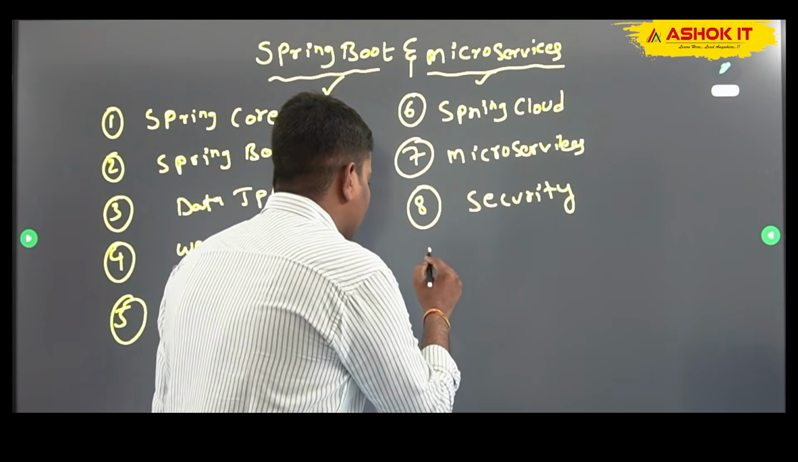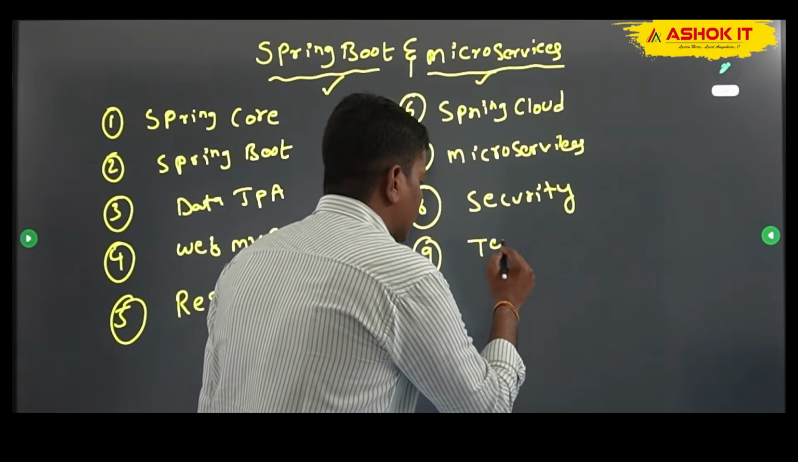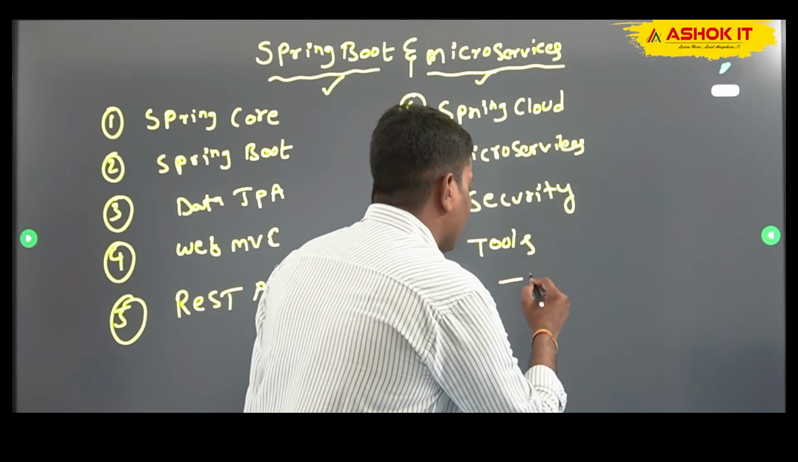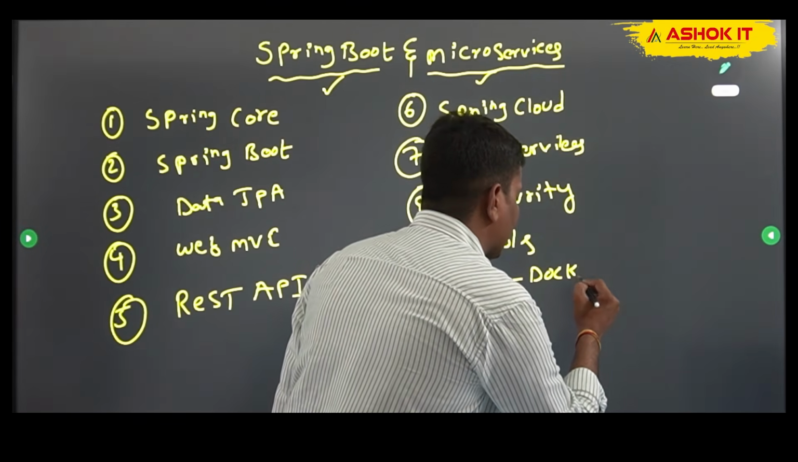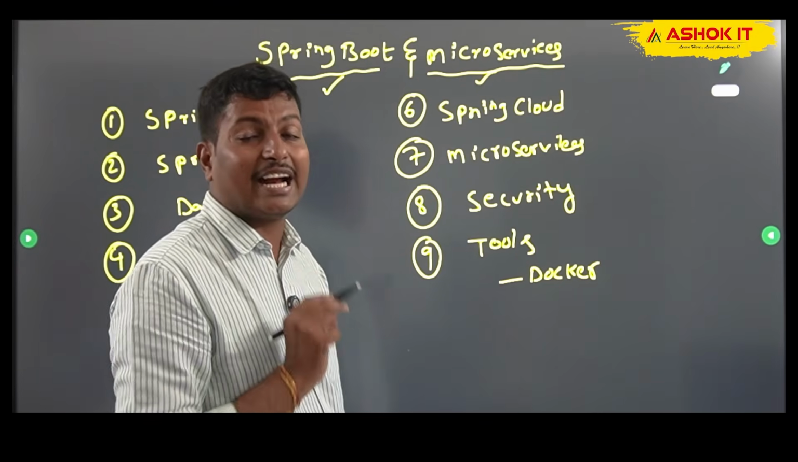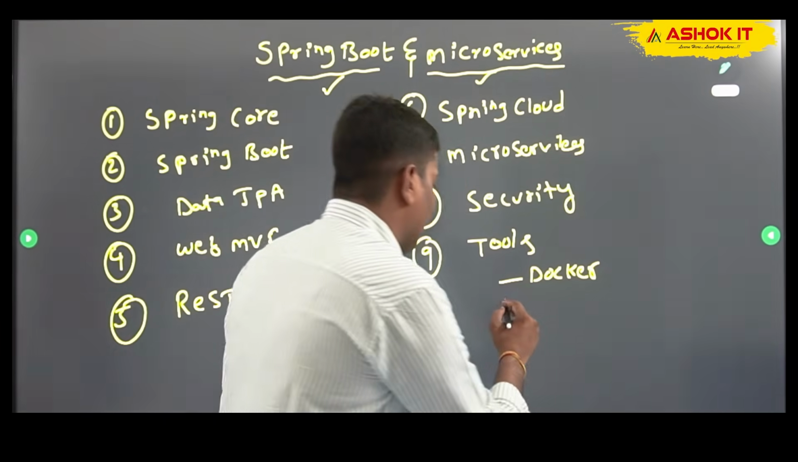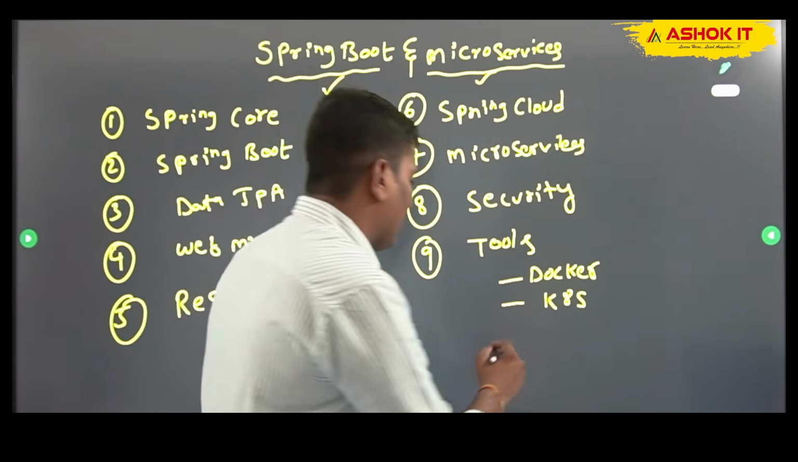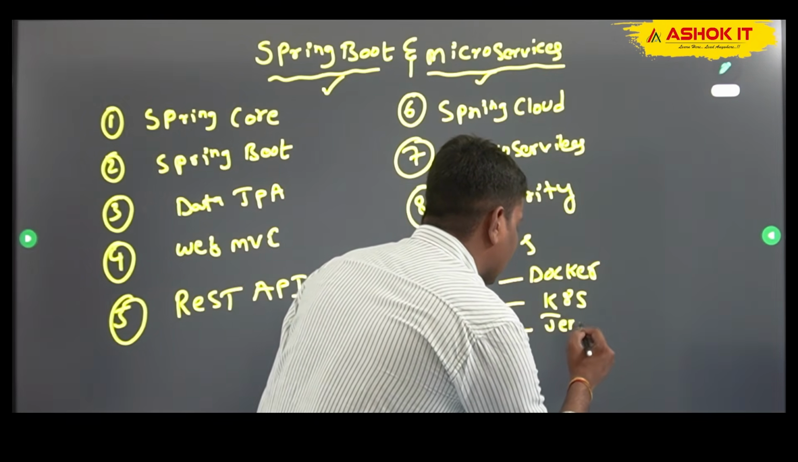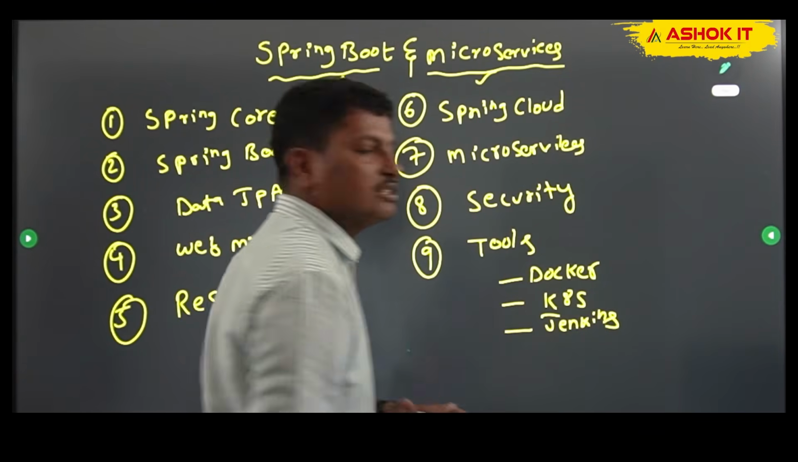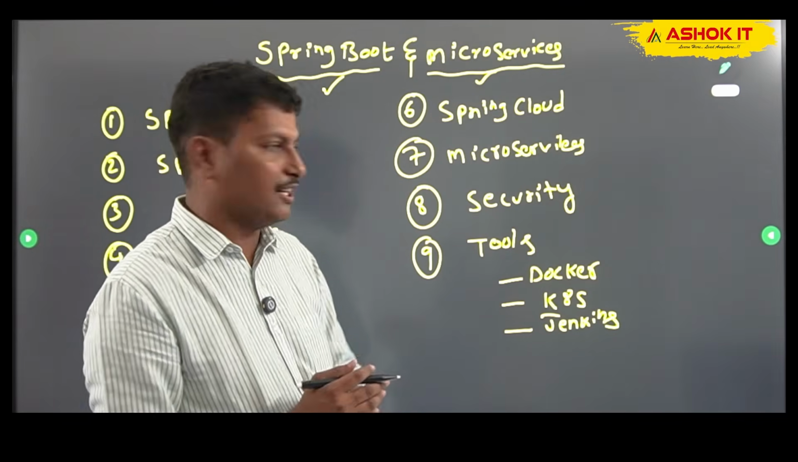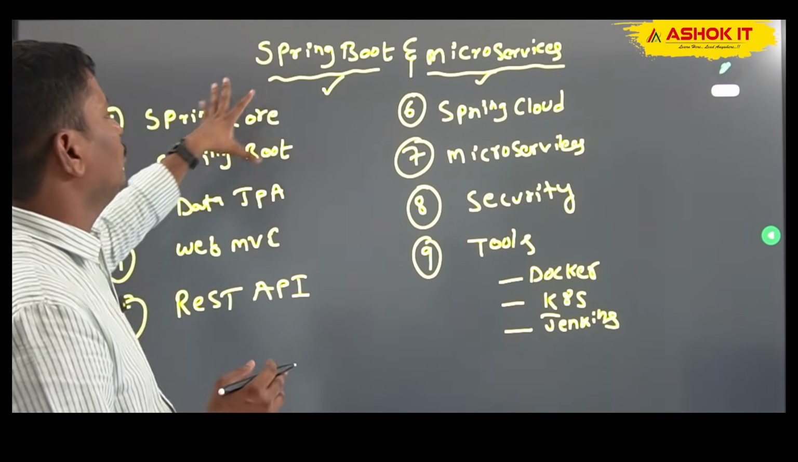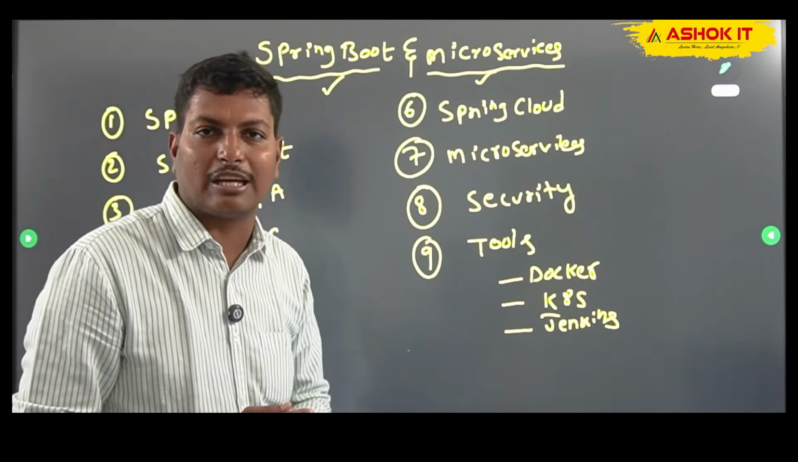Once it is done, then you need to learn some tools in order to deploy our microservices. How to execute our Spring Boot application by using Docker containerization, how to manage our containers by using Kubernetes, and how to deploy our microservices by using tools like Jenkins for CI/CD. So you need to focus on this area in order to become a Spring Boot with microservices developer.